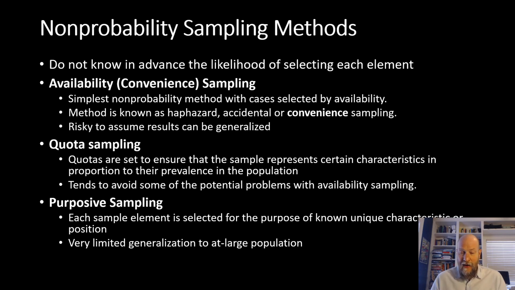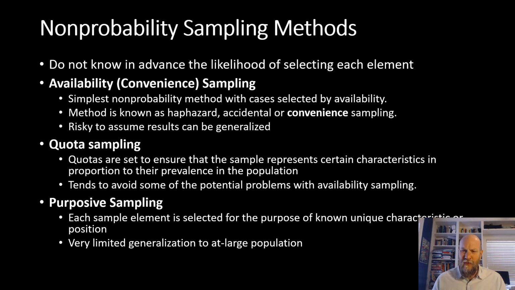It's known as haphazard or accidental because the likelihood of someone being selected is completely random, but your population is not being equally represented in most cases. It's very risky to assume that the results can be generalized. It actually masquerades as a more rigorous research method related to numbers.